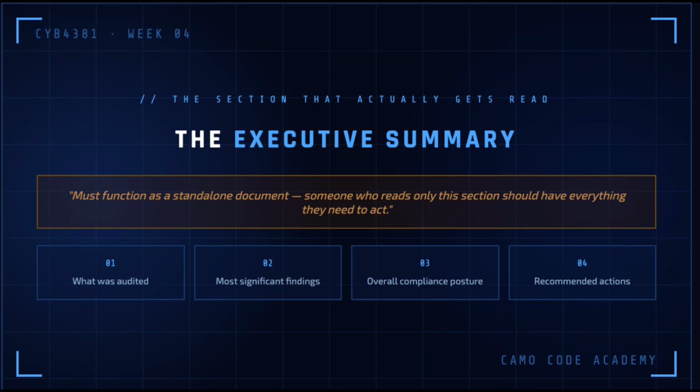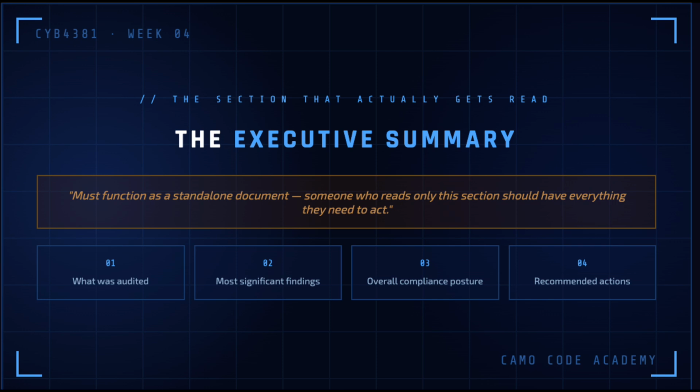Now, that section is the one that gets the most attention in week 4 of this class. And it actually is one of those things that should get a lot of attention because it's the first thing you read and often the only thing that senior leadership really cares about. So it needs to function as a standalone document. Someone who reads only the executive summary should walk away understanding what was audited, what the most significant findings are, what the overall compliance posture is for that organization, and what actions are recommended without reading anything else.